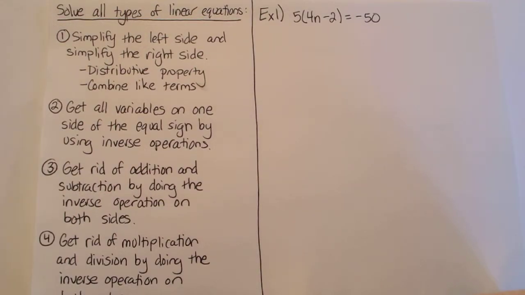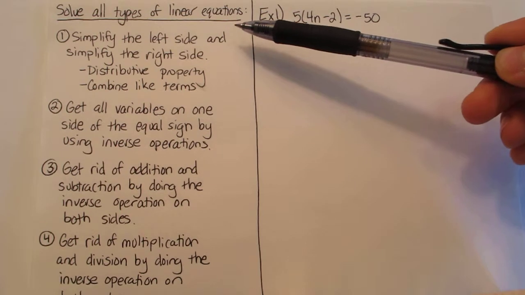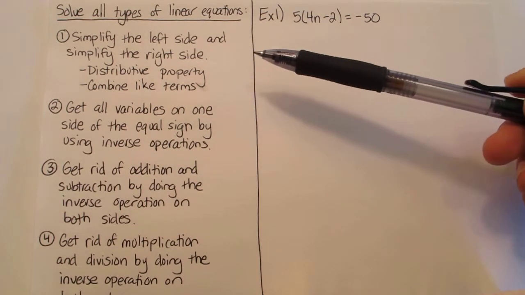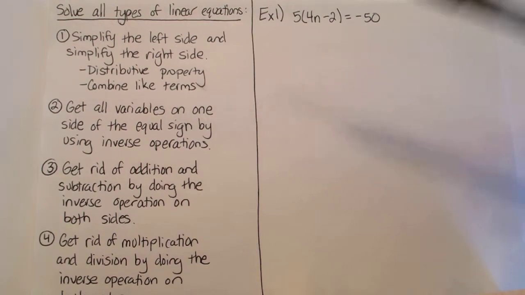This is the last lesson in our first unit on expressions and equations. It's lesson 7, solving all types of linear equations. So the steps for this are fairly simple. You simplify the left side of the equal sign and you simplify the right side of the equal sign. So we're not talking about solving, we're just talking about simplifying.